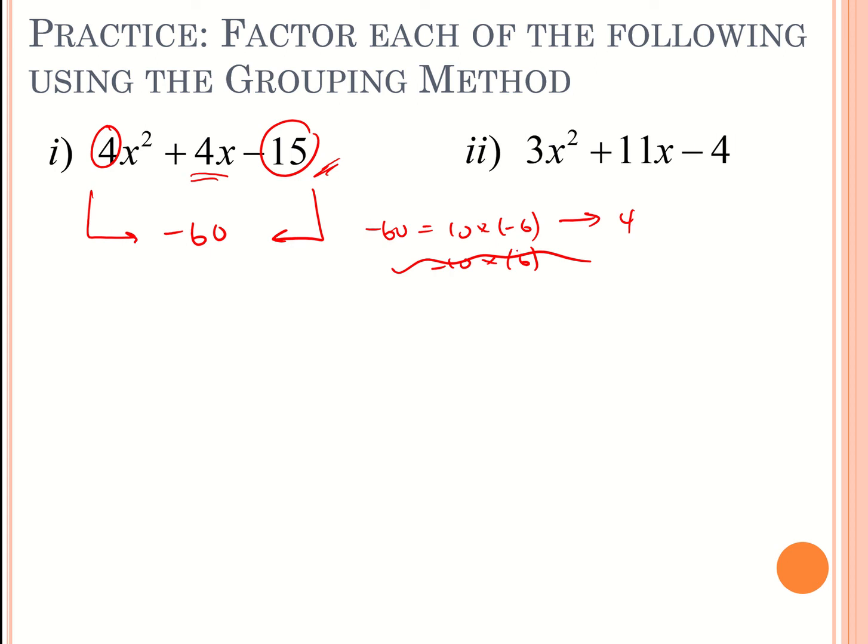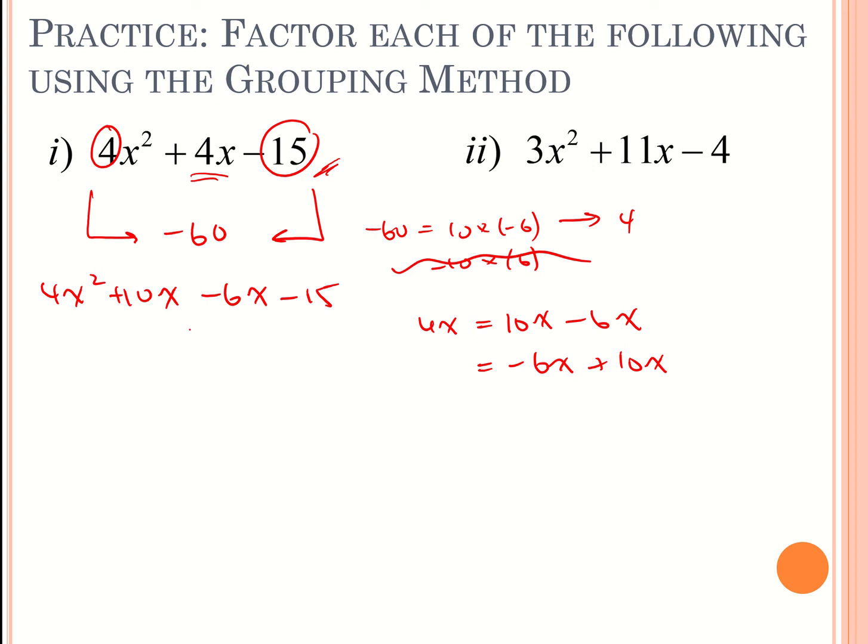So that means that with the 4x, you have to break it as 10x and then minus 6x. Or you can go negative 6x first and then plus 10x, up to you. I generally try to keep the positive in front. It doesn't really matter. So 4x squared plus 10x, and then you go minus 6x minus 15.